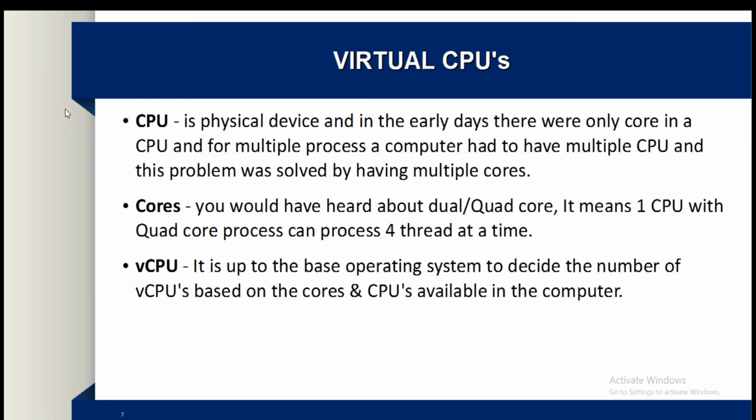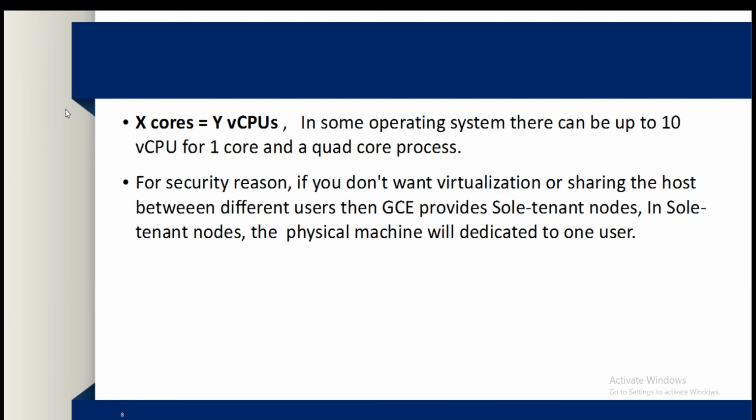Next is virtual CPU. It's up to the base operating system to decide the number of virtual CPUs based on the CPUs and the cores available in the computer. X cores is equal to Y virtual CPUs. In some operating systems there can be up to 10 virtual CPUs for one core in a quad core processor.